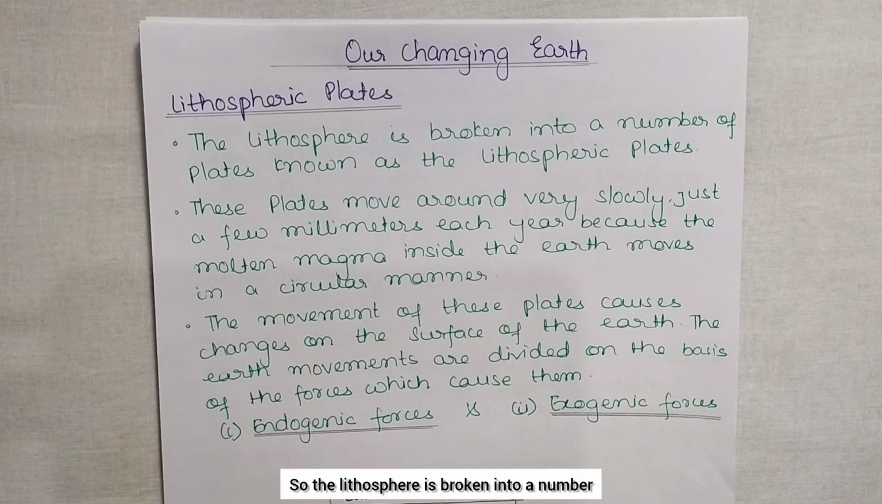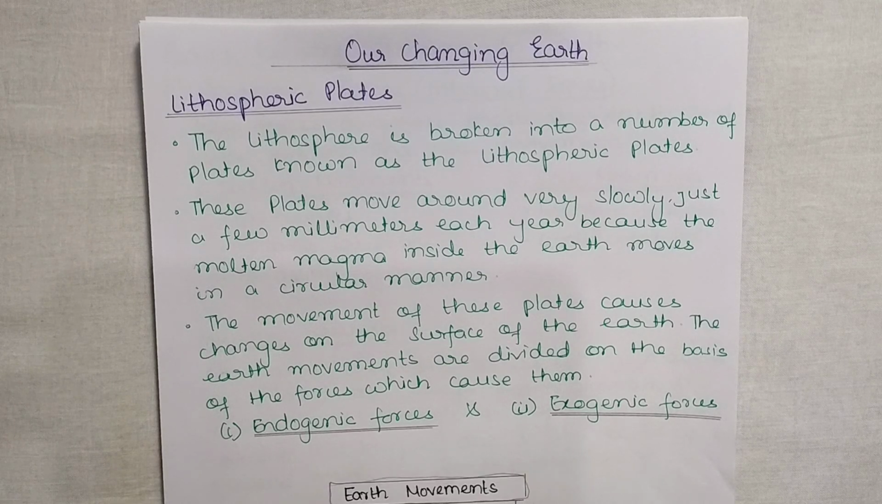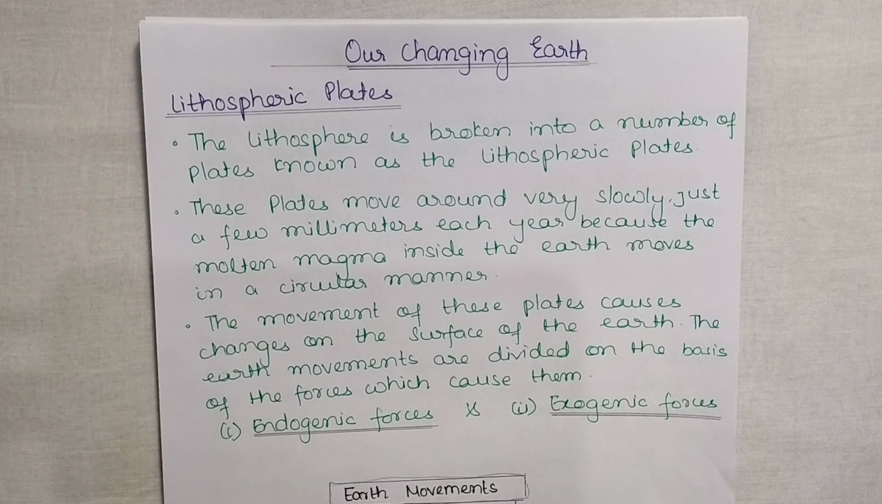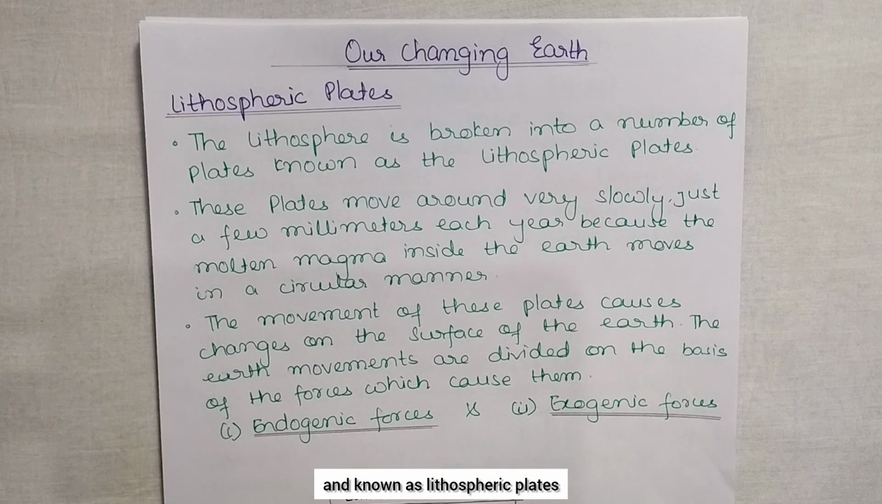So the lithosphere is broken into a number of plates known as lithospheric plates. Now what is lithosphere? The lithosphere is the rigid outer part of the earth, right? It consists of crust and upper mantle. So this lithosphere is broken into a number of plates known as lithospheric plates.